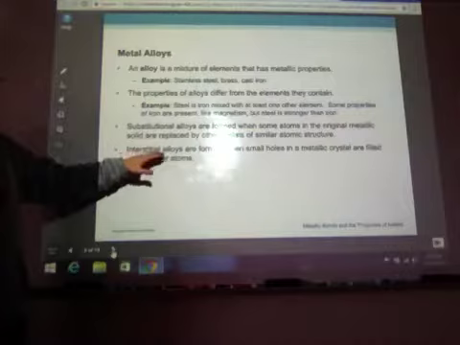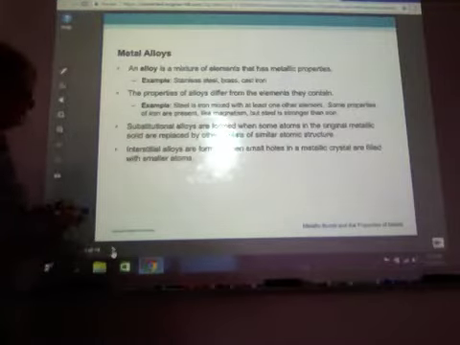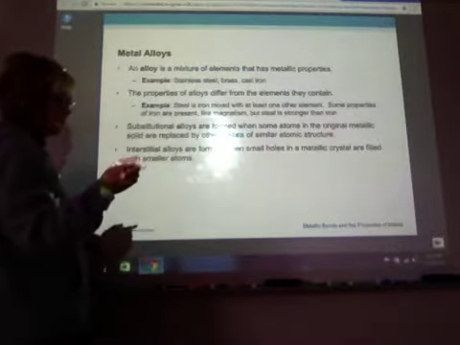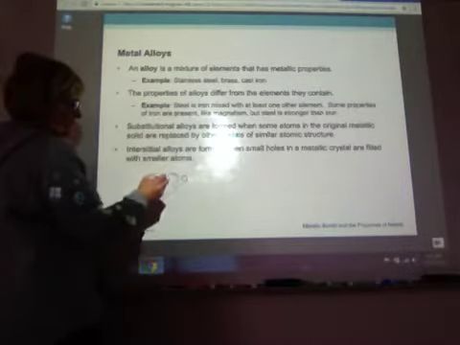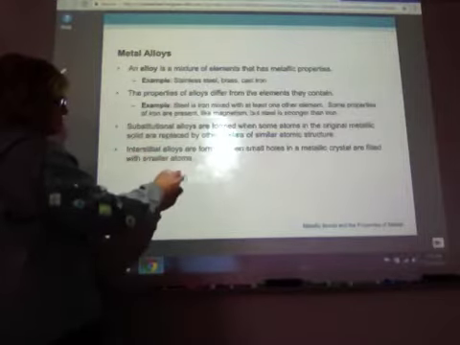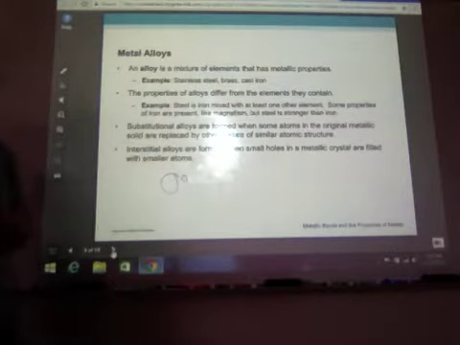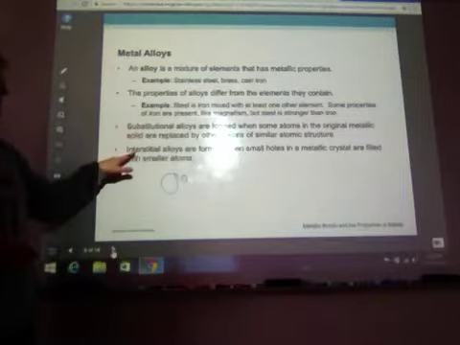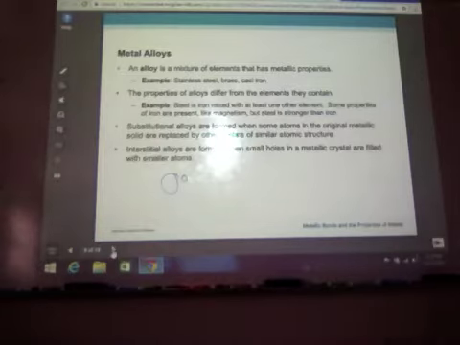Interstitial alloys are when you have larger and smaller sized atoms. So what is an example? Well, steel that has carbon in it. If I have a big iron atom and a little carbon atom, interstitial means that these smaller atoms are going to fill in between the larger atoms. And there again, not vocab words, but could possibly show up in a multiple choice question.